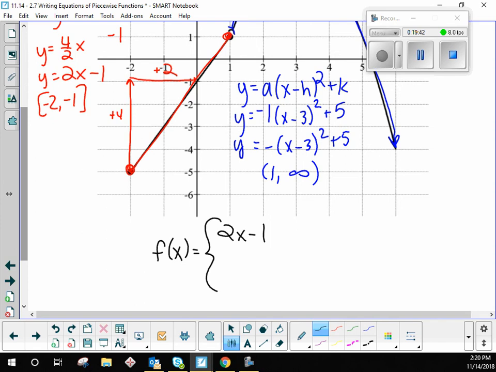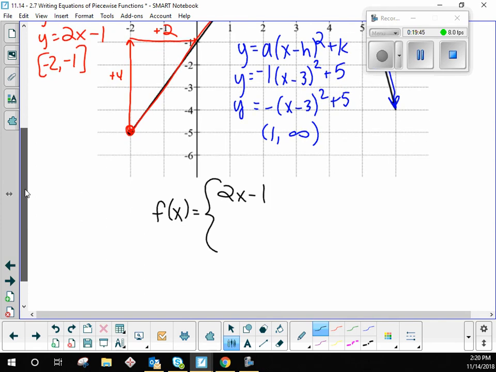And the domain is from -2 to 1. We're writing it as inequalities now. So what I'm trying to write is all x's that are between -2 and 1. It should be positive 1, right? Yeah, okay.